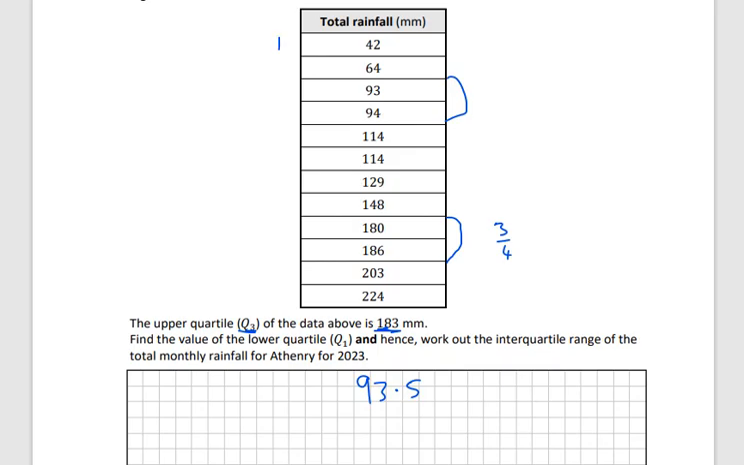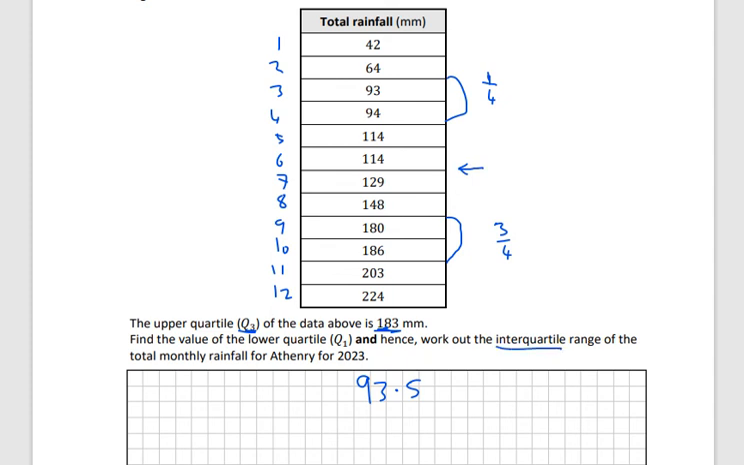But really that's the first, second, third, fourth, fifth, sixth, seventh, eighth, ninth, 10th, 11th, 12th piece of data. So that's how many there are. The quarter piece of data is in between the third and the fourth one, the 93 and 94, and the three quarters is in between the 180 and 186, so the ninth and the 10th one. The halfway one would be in between the 6th and the 7th.